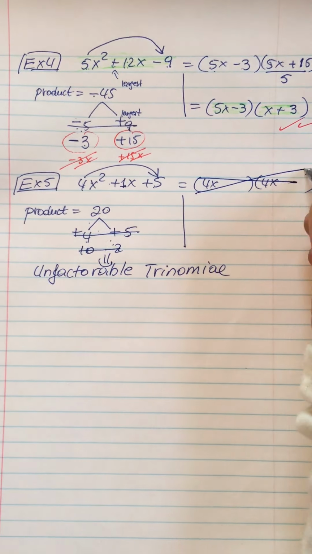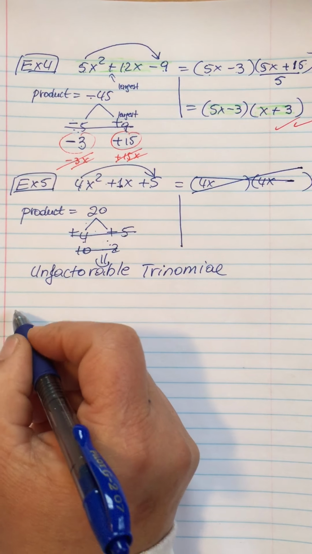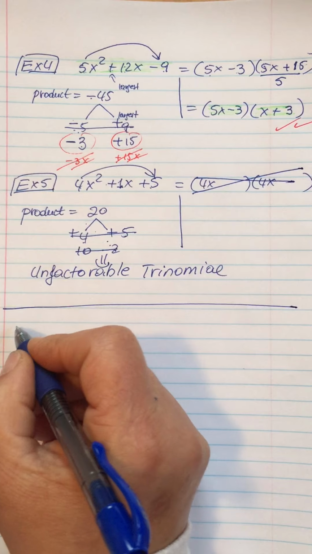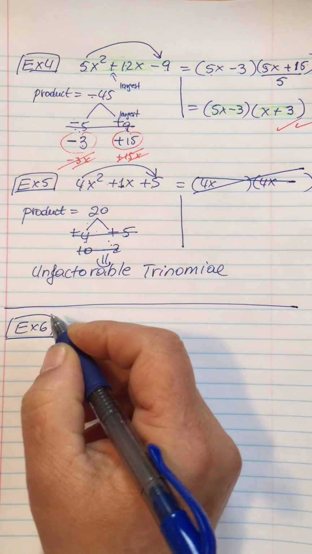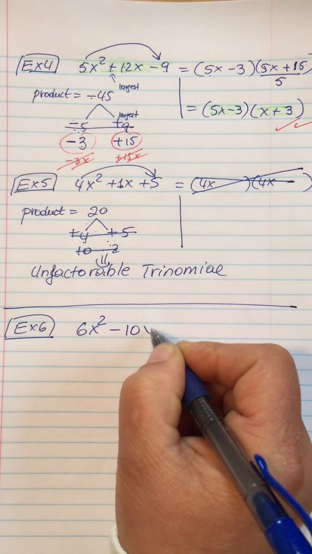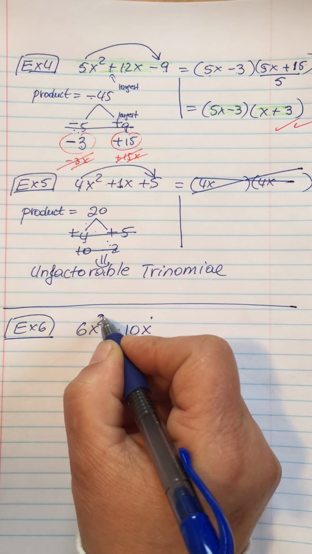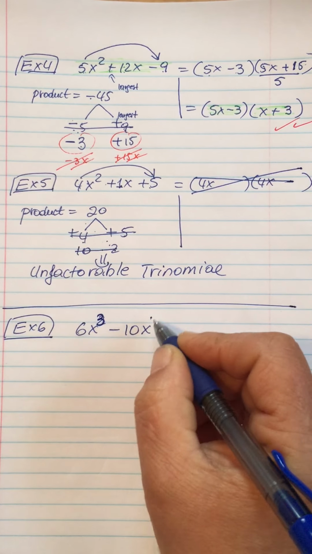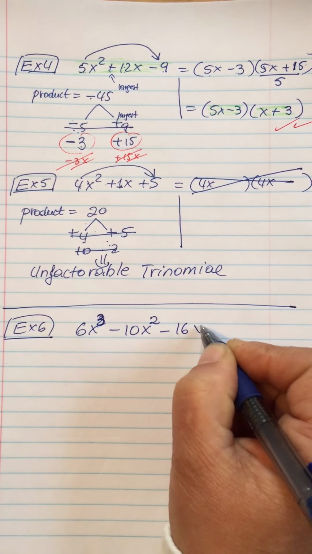So I was waiting to put the numbers in and to work, but I can't. So not always we can factor. So example 6. I want to factor 6x to the third minus 10x squared minus 16x.